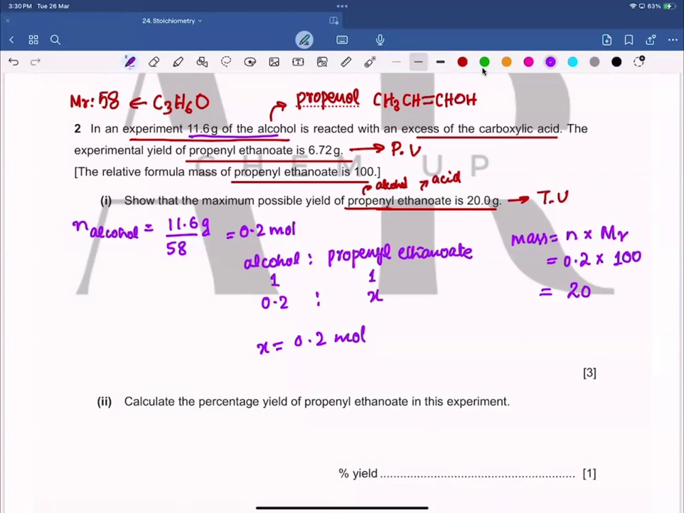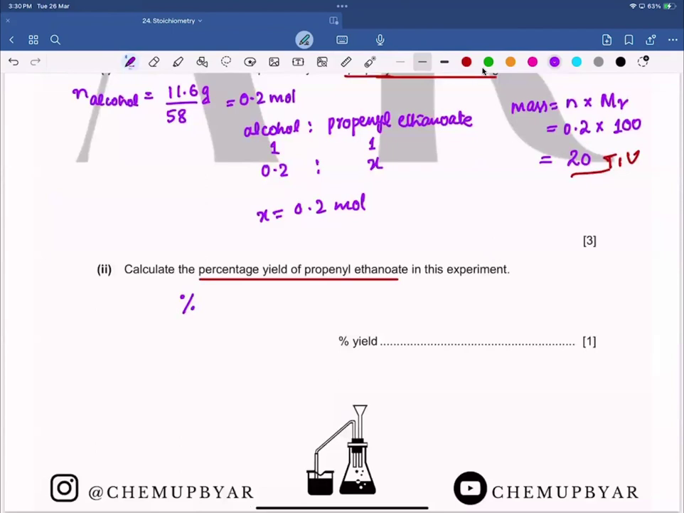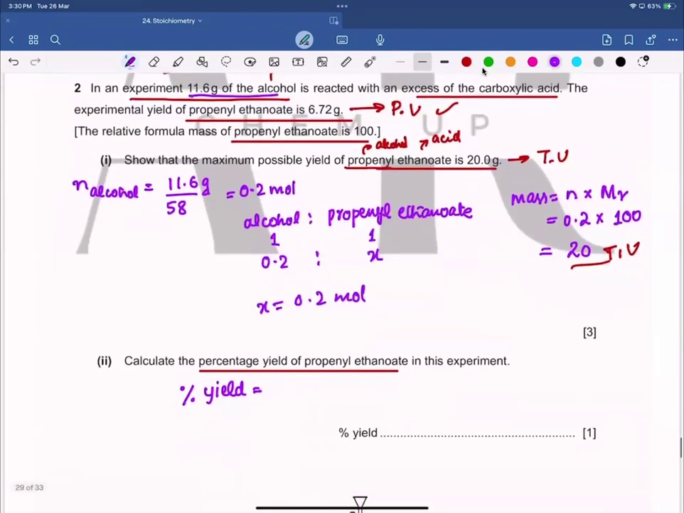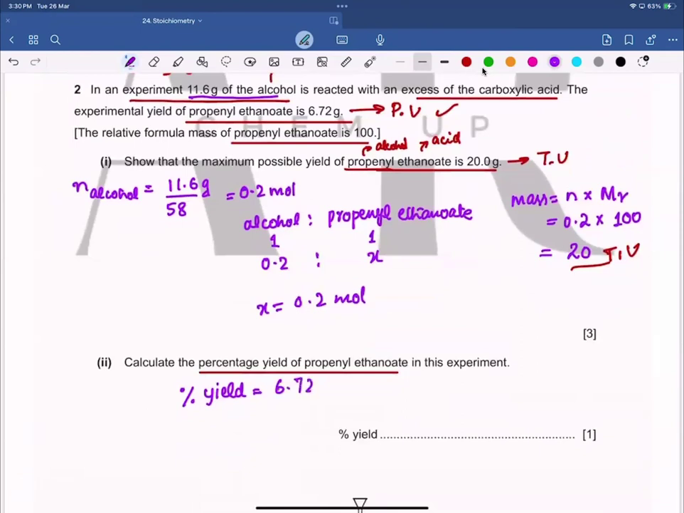Now they are saying calculate the percentage yield in the next part. Okay, so if you have to calculate the percentage yield, this is the practical value and this we got as the theoretical value. So the formula states that percentage yield is practical value over theoretical value. The practical value is 6.72, theoretical value is 20, times 100. So you will get the percentage yield.